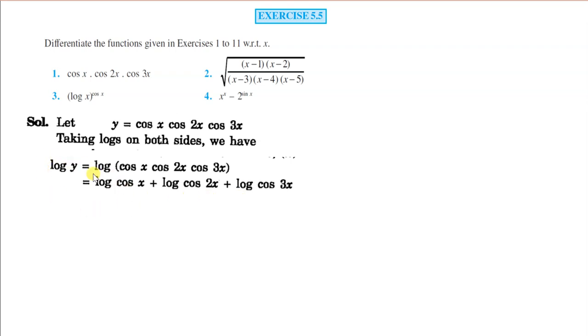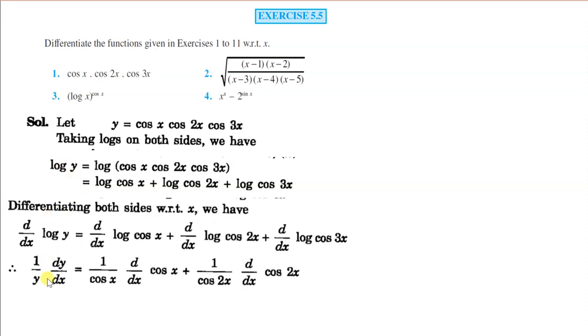Now we can differentiate with respect to x. On the left hand side we will first differentiate with respect to y, and then using chain rule we multiply it with dy by dx. On the right hand side the differentiation of log cos x becomes 1 by cos x, because derivative of log x is 1 by x. But here we do not have x only, we have a function of x, so we use chain rule and multiply it with the derivative of cos x.